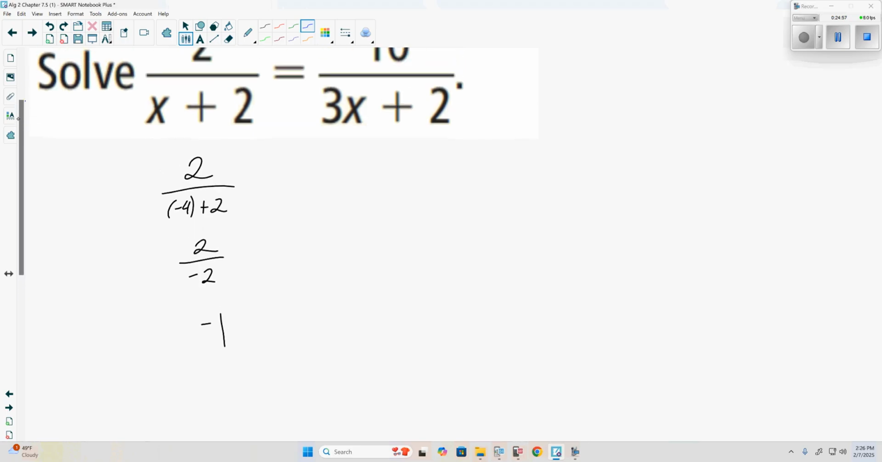Okay, so the left-hand side became negative 1 when x was negative 4. Let's go to the right-hand side. The right-hand side, 10 over 3 times negative 4 plus 2. 3 times negative 4 is negative 12. Negative 12 plus 2 is negative 10, telling us the right-hand side is negative 1. Is the left-hand side and the right-hand side equal? So that tells us that negative 4 is a solution.